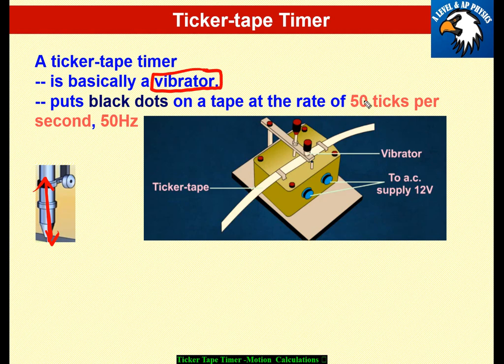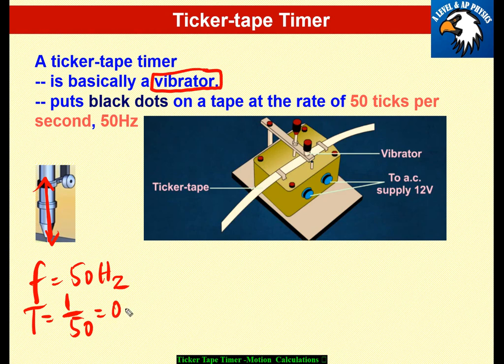There are different types of ticker tape timer. Their frequency is different, but in this class we are talking about ticker tape timer with frequency 50 hertz. So the frequency is 50 hertz. We can find out the time between two ticks, means 1 divided by 50. We will get that is equal to 0.02 second. So this is the time interval between two dots.